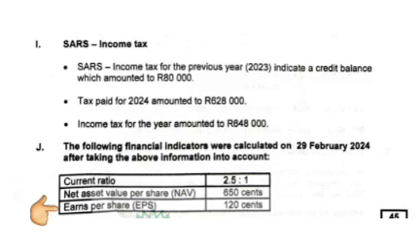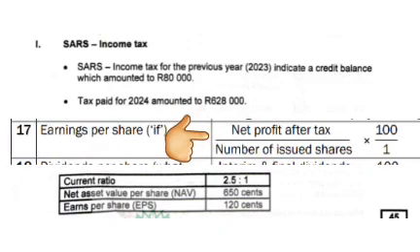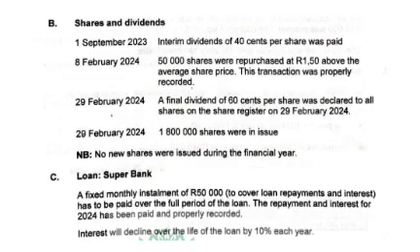It says earnings per share of 120 cents. The formula says net profit after tax over the number of issued shares multiplied by 100. So I can manipulate that formula to be able to find my net profit after tax. For me to do so, I need the number of shares at the end of the year. It was on the 29th of February 2024. You see them there. It says it's 1,800,000 shares.